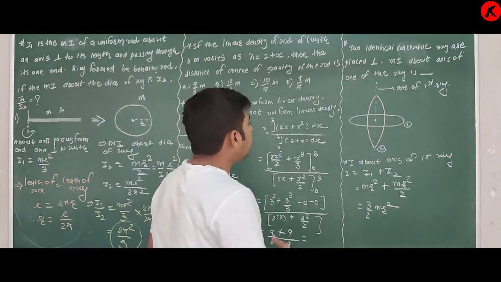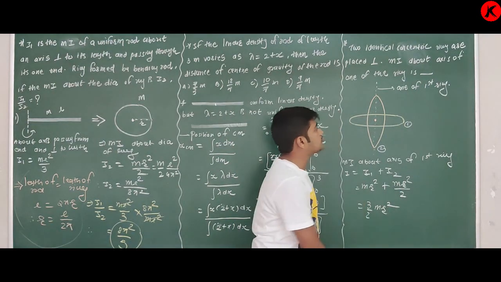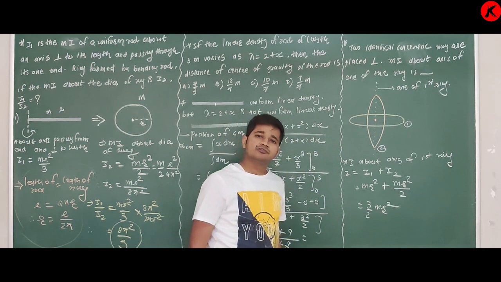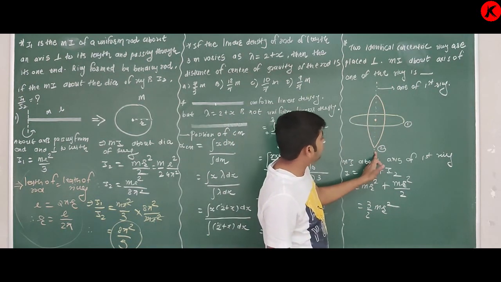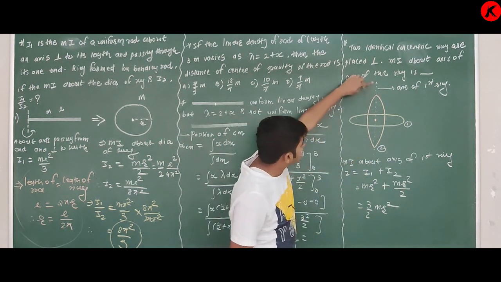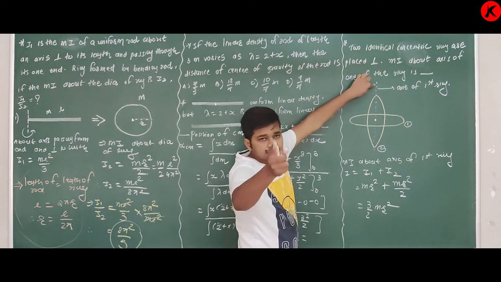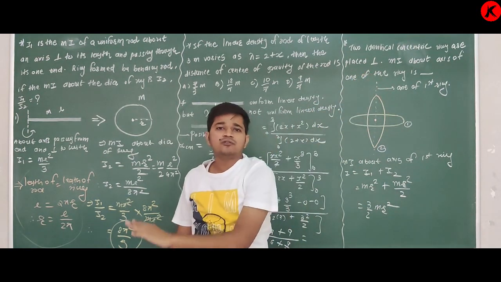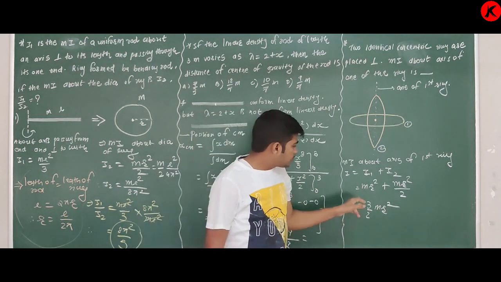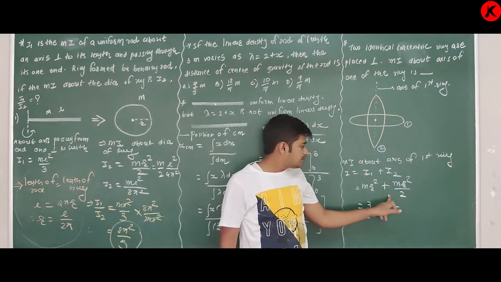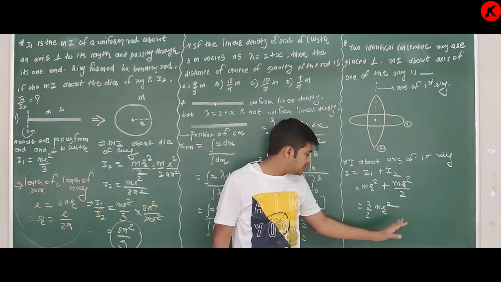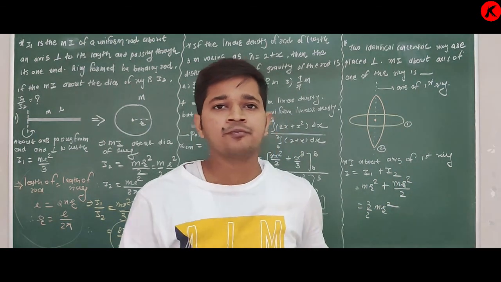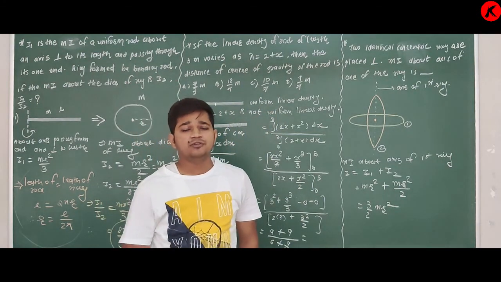So yes, you have to understand the situation. The moment of inertia is about the axis of one of the rings. I have considered the axis of the first ring, but it is passing through the diameter of the second ring. So for the first it is mr square, plus for the second it is mr square by 2. Addition, it is 3 by 2 mr square.